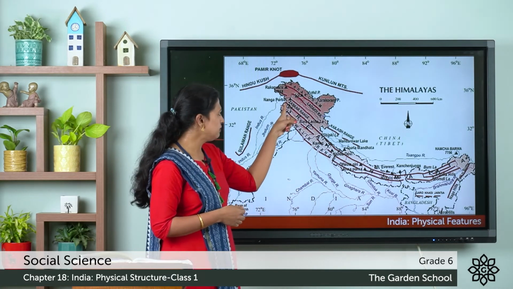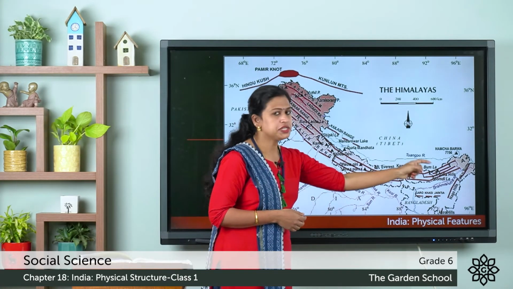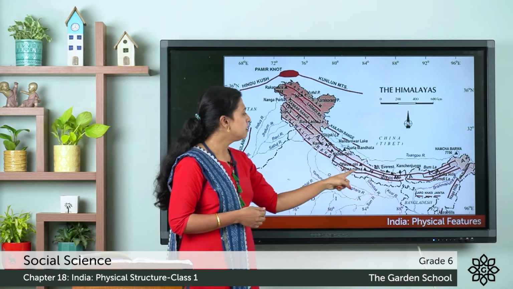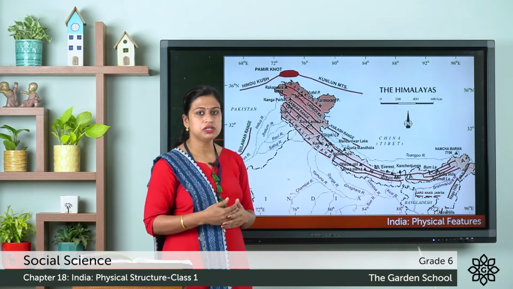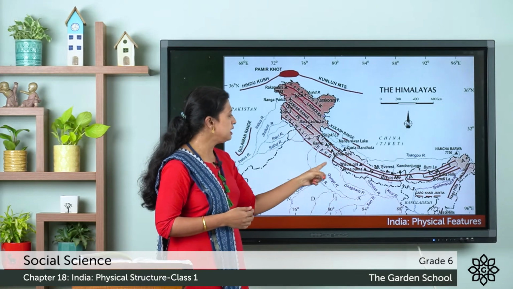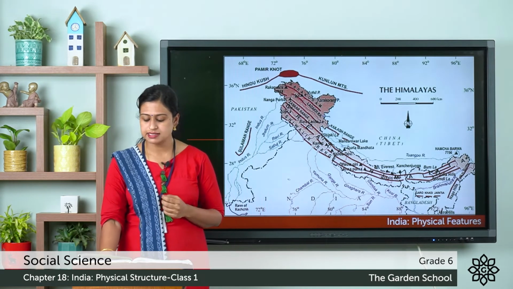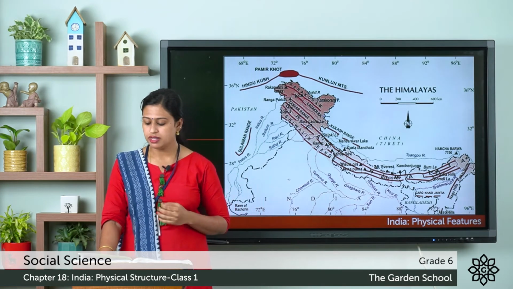So the first one is the Greater Himalaya or the Himadri, and below that is the Middle Himalaya or the Himachal, and the third one is the Outer Himalaya or the Shivalik. So first we'll discuss the Greater Himalayas or Himadri.